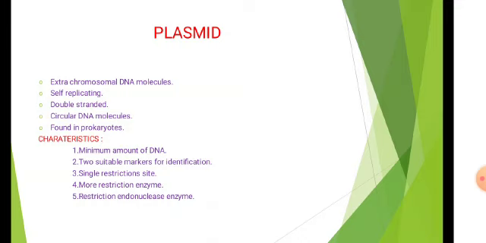The important characters of plasmids are that they have a minimum amount of DNA, they carry suitable markers, and they have many restriction enzyme sites like EcoRI, and so many other restriction enzymes.